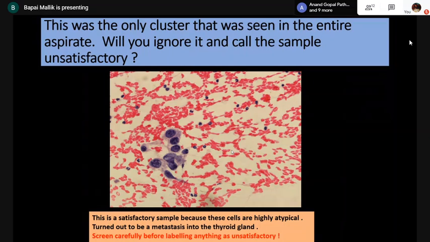So the advice is that even when you see a sample which is extremely hemorrhagic and you know it is from a nodule, you should screen the sample very, very carefully, because there could be a few sinister-looking cells lurking here and there, and they are going to clinch your diagnosis and make a big difference in the patient management.